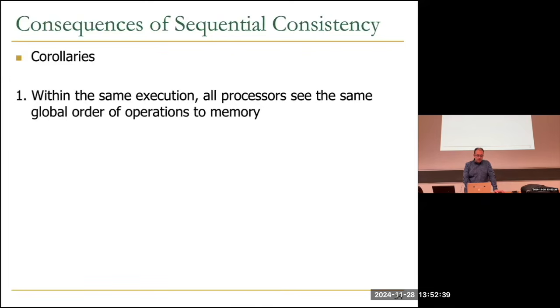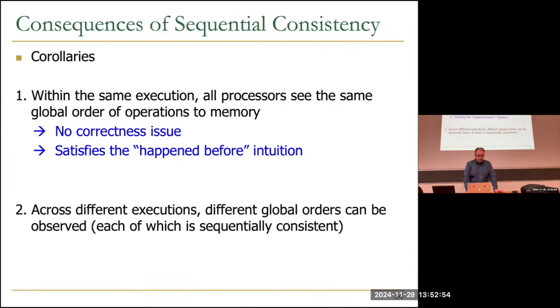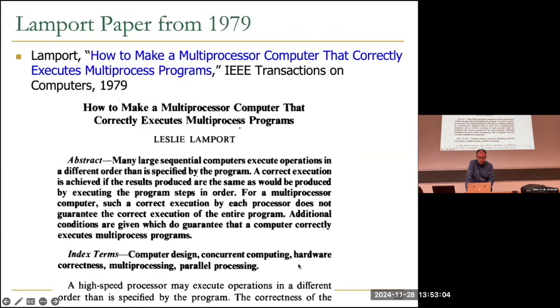So this is another important thing to say: within the same execution, all processors see the same global order of operations to memory. So we don't have a correctness issue, just to repeat it. And that satisfies the happens-before intuition. Across different executions, different global orders can be observed, each of which is sequentially consistent. So debugging is still difficult, as the order changes across runs.